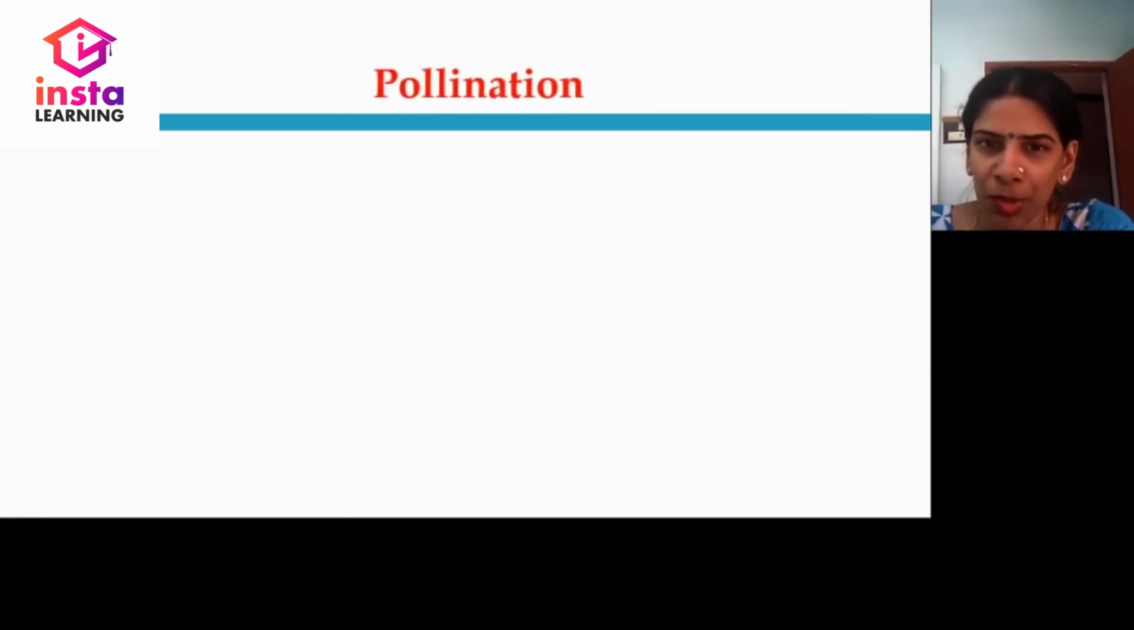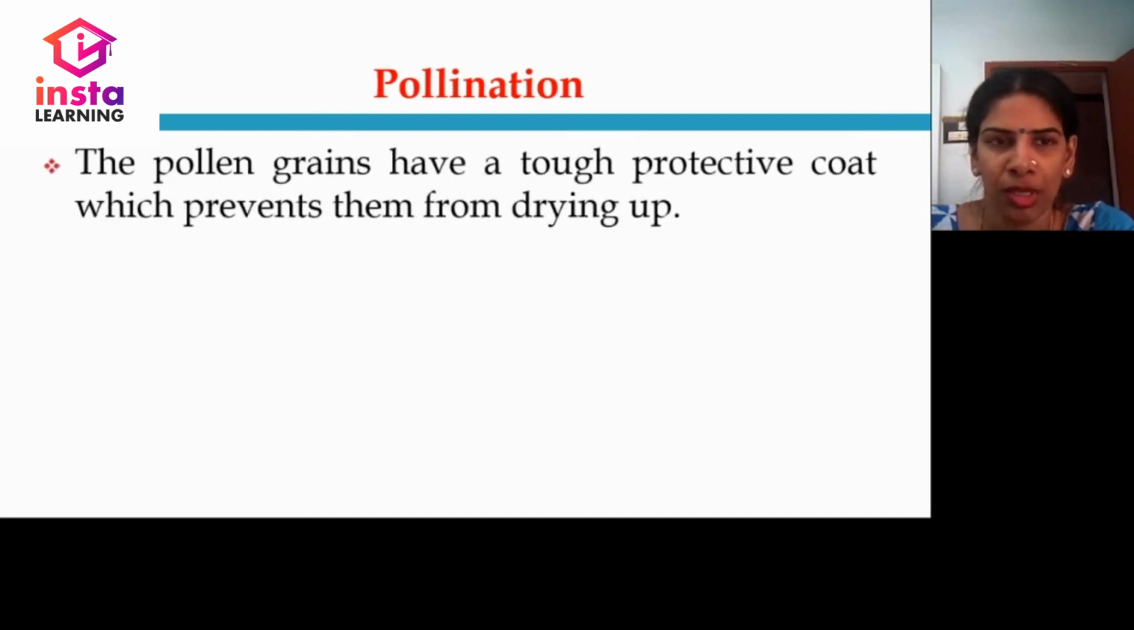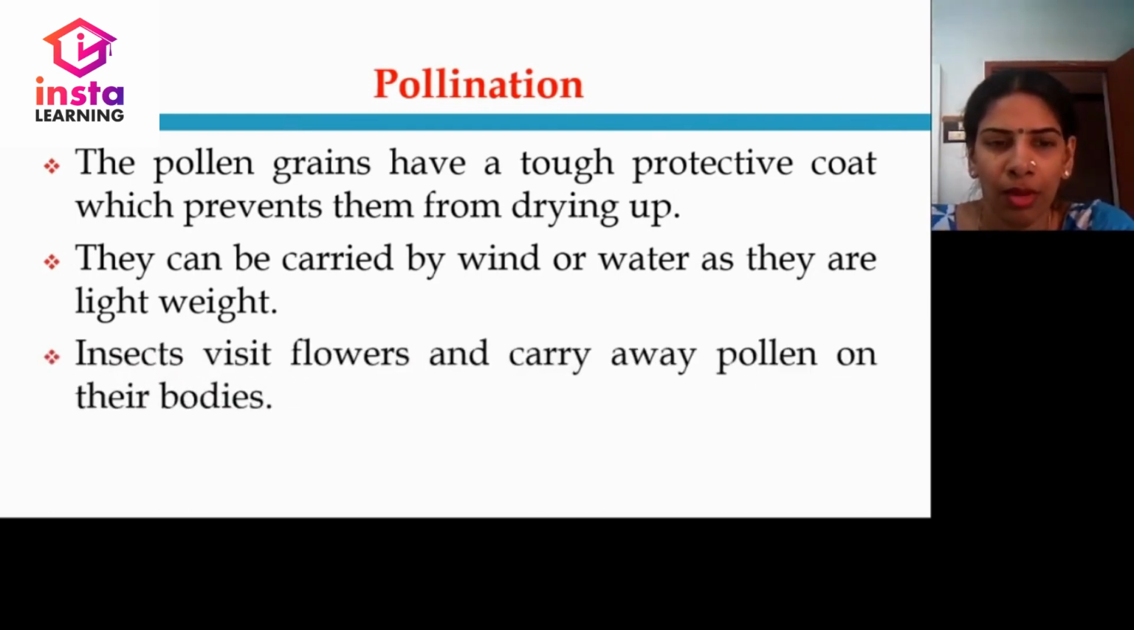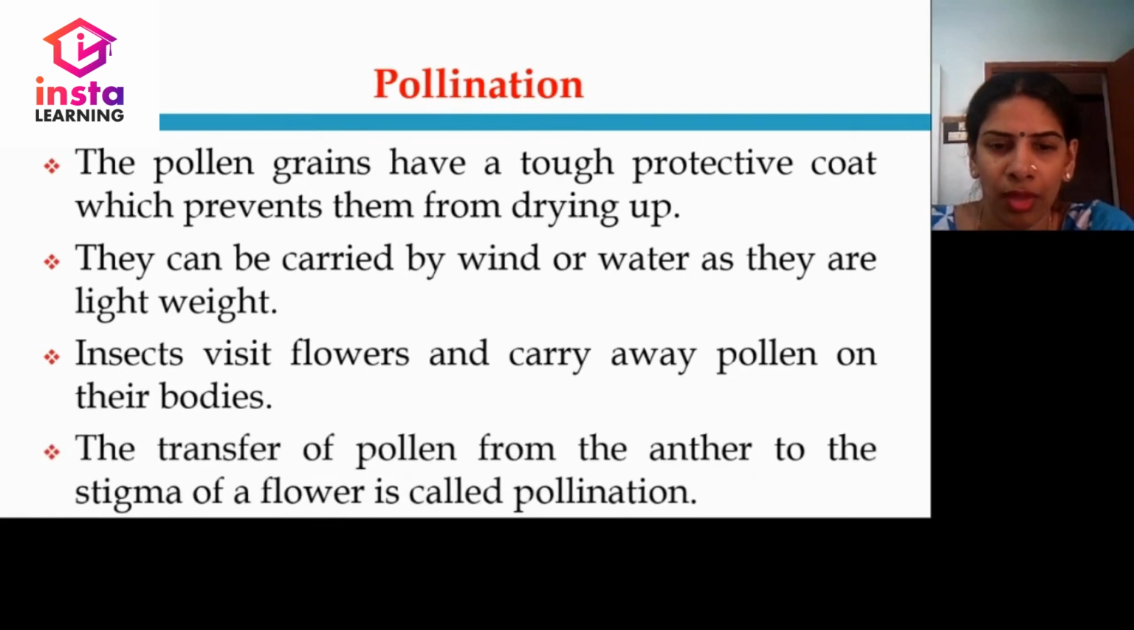Then pollination takes place. What is the meaning of pollination? The pollen grains have a tough protective coat which prevents them from drying up. They can be carried by wind or water because they are lightweight. Insects visit the flowers and carry away the pollen on their bodies. The transfer of pollen from the anther to the stigma of a flower, we'll call pollination.